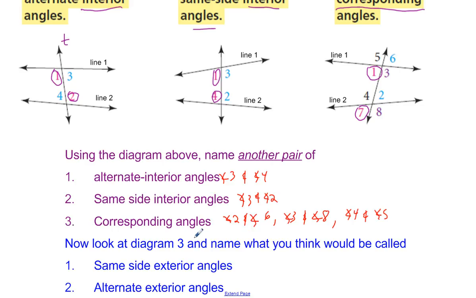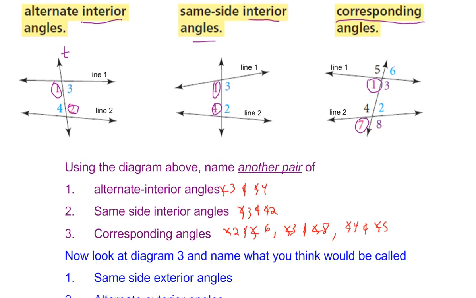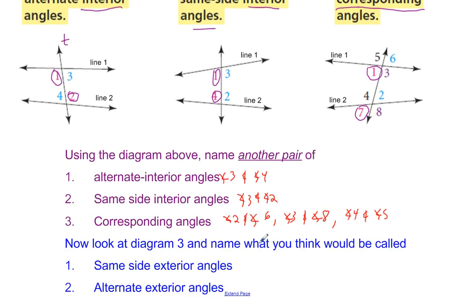Now look at diagram 3. That's this one right over here, the one all the way on the right. It says, name what you think would be called same side exterior angles. Well, exterior, first of all, means outside. So we're taking a look at this area up here and this area down there. What would be same side exterior angles?